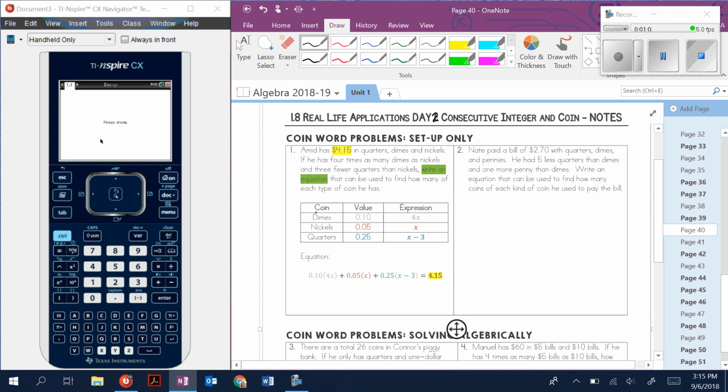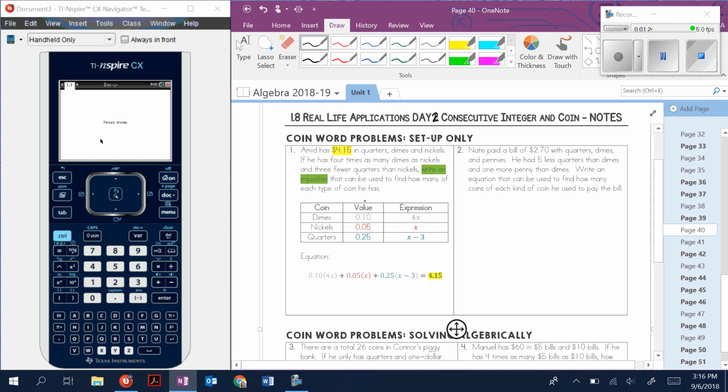So when I would set this up, I would make my chart, I would write in dimes, nickels, and quarters, the value: dimes are 10 cents, nickels are 5 cents, quarters are 25 cents. Then I need to put the expression. So he has 4 times as many dimes as nickels. So that means we have 4x. That's where the 4x comes from for dimes.